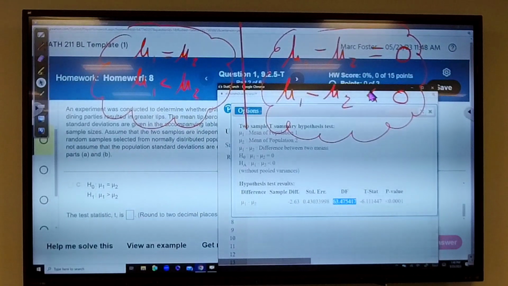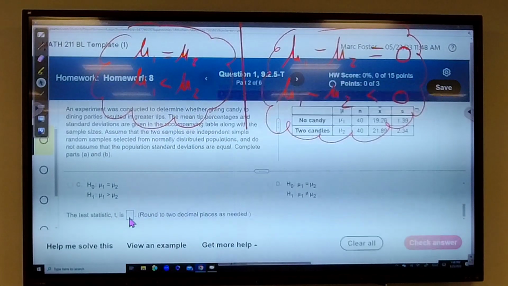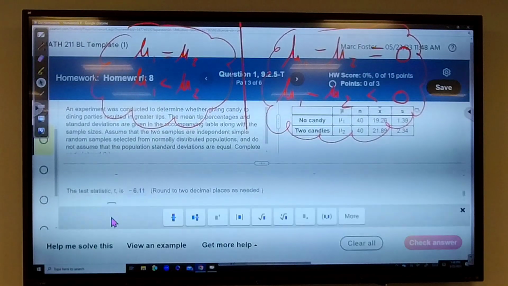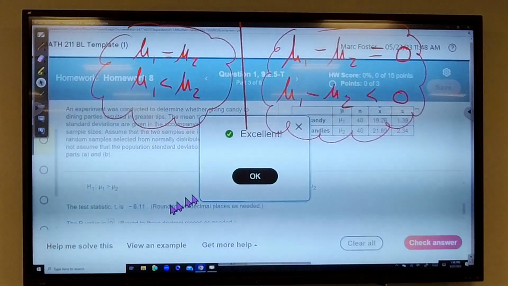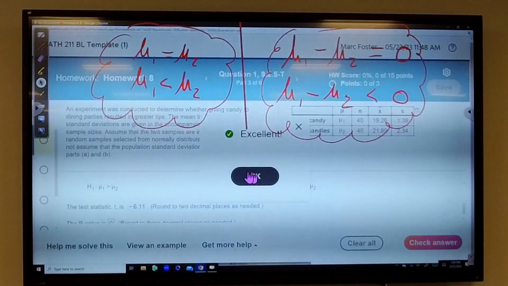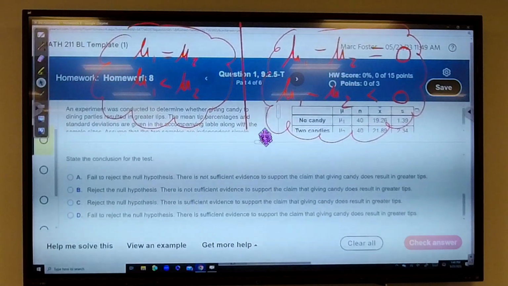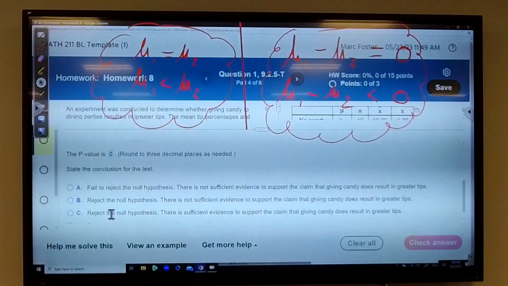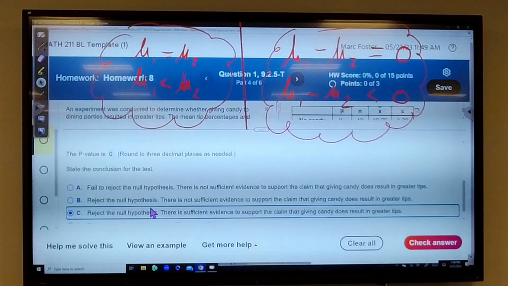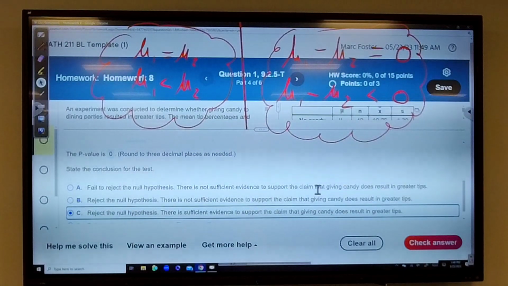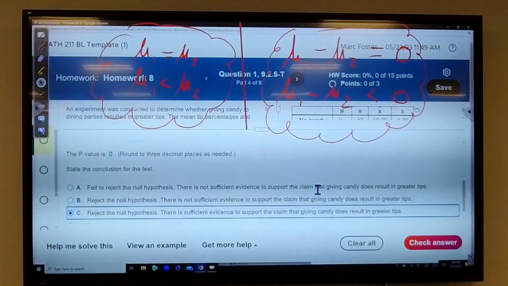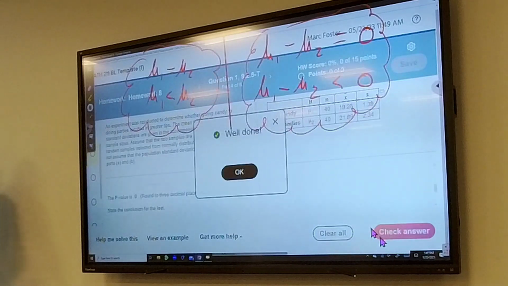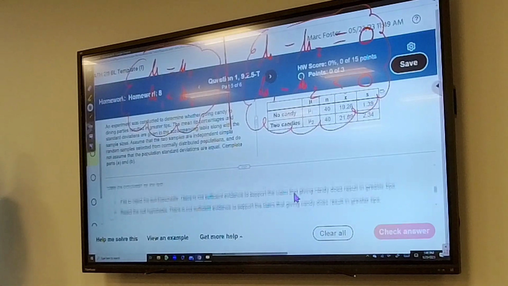To 2 decimal places, my test statistic is minus 6.11. That p-value to 3 decimal places was just 0 because it was so small. That means there's an extremely low probability, a near 0 probability, that I would be wrong if I reject H0. So I'm going to reject. I have sufficient evidence that shows that giving him candy results in bigger toes. Now that's part A.